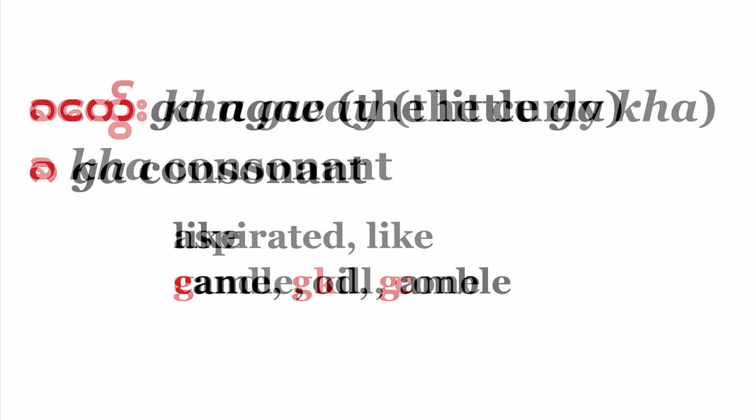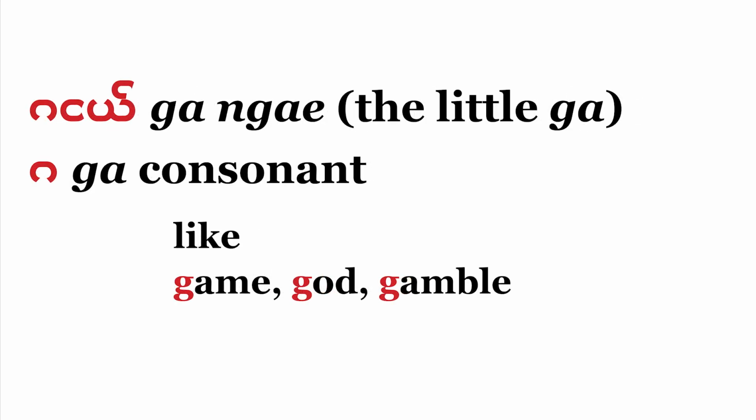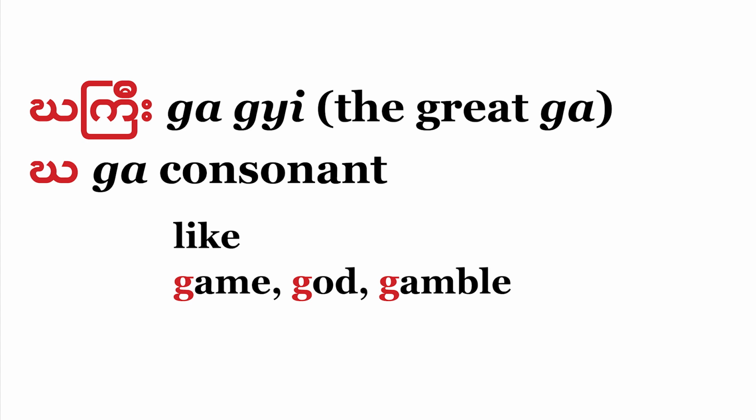The next word is gange, or the little ga, or junior ga. It sounds exactly like the G in God or game or gamble in English. The next word is gaji, or the big ga, or senior ga. This one too sounds exactly like the G in God, game, or gamble.